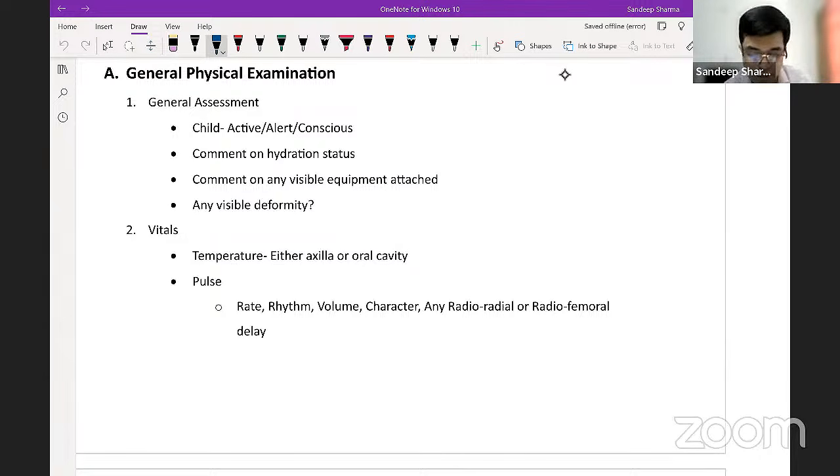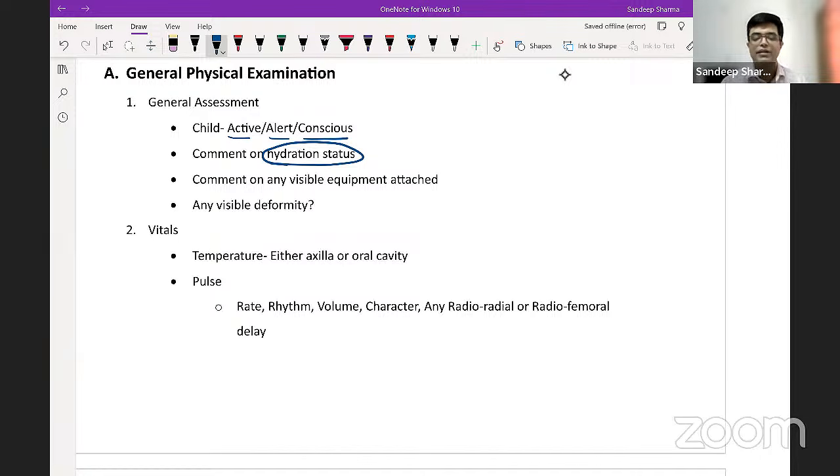You will say the child is active, alert, and conscious. If the child is sleeping, lethargic, or having any other problem, you will mention that. These are the things you will mention first. Then you will comment on the hydration status. The child appears to be hydrated, or the child has sunken eyes and the skin appears to have loose wrinkles present on the face and the abdomen of the child.